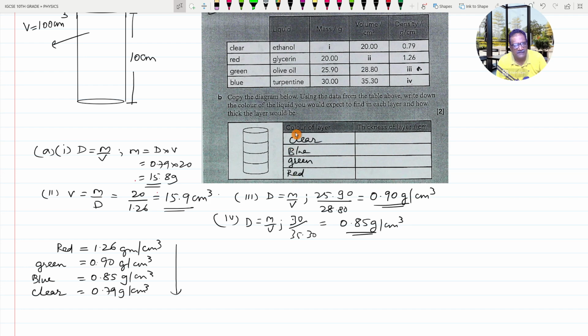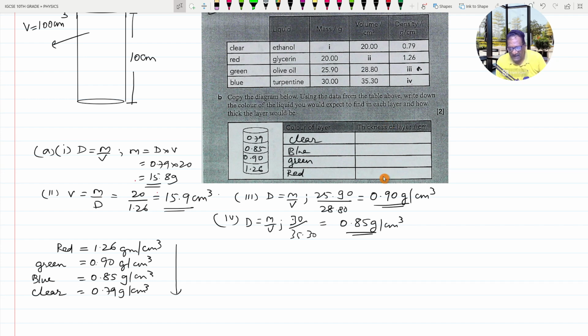Okay. Now this is according to density. Now this clear one is ethanol. It is having 0.79. So it will be on the top. Blue one is this one, fourth one. Okay. So 0.85. I'm writing the densities over here. This is 0.90 and this is 1.26, the highest density at the bottom. So the first column I have filled up for you. So the color of the layers, you can write as clear, blue, green, and red, right?